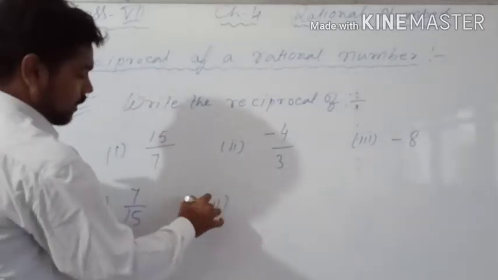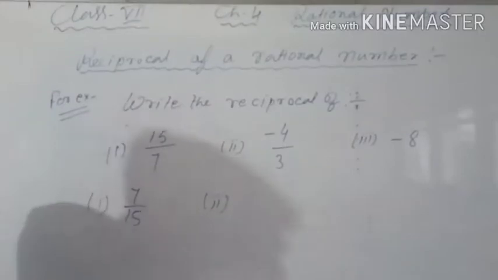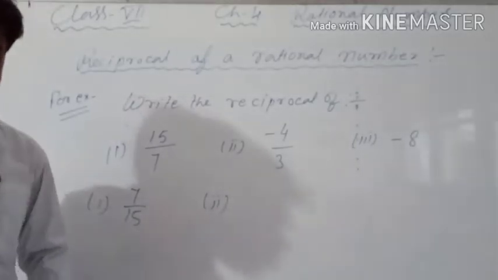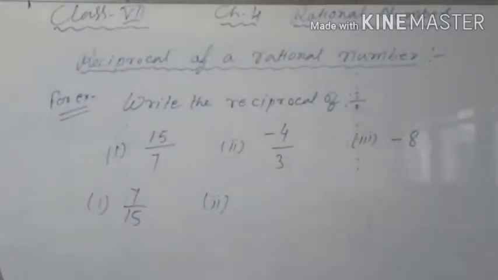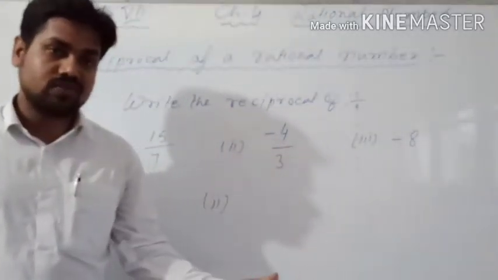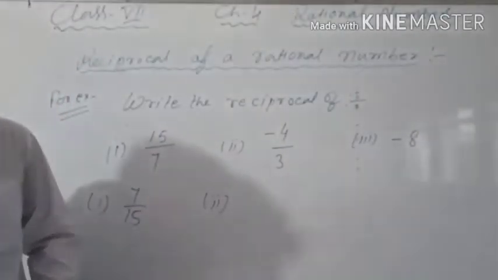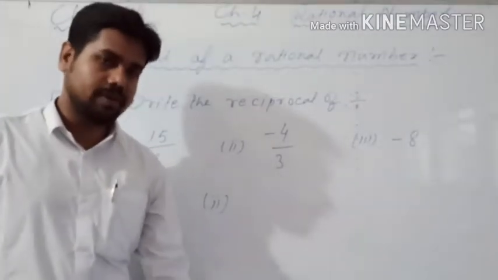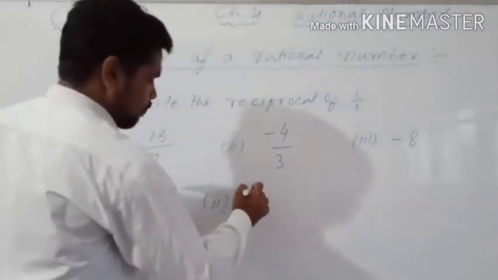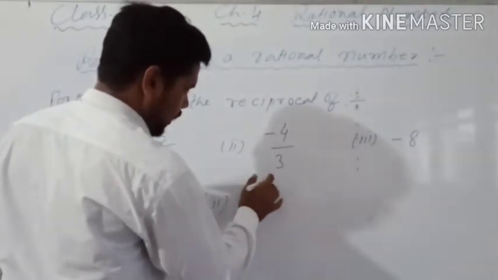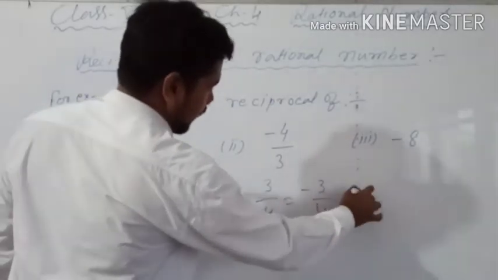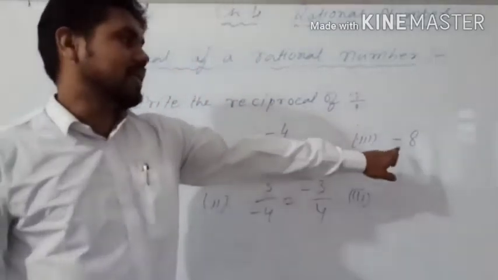Reciprocal of the second one, minus 4 by 3, will be minus 3 by 4. So what does 3 by minus 4 mean? Definitely it is minus 3 by 4 only. Finally, if you multiply both the signs with minus, then it will be the same thing. So don't write the first minus, write 3 by minus 4, that means minus 3 by 4.